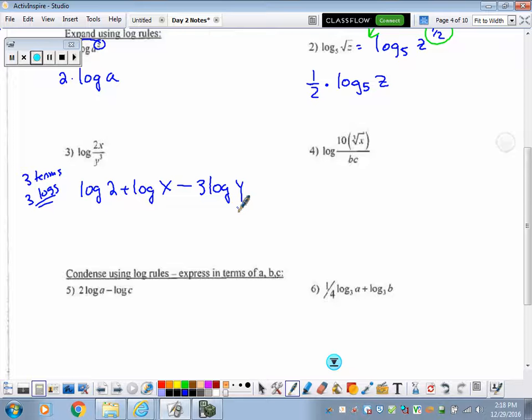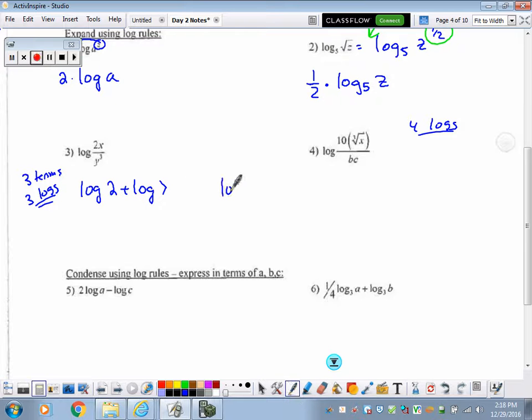Number 4, a little bit more complicated. Notice we have 4 factors now, the 10, the x, and the b, and the c. So I'm going to have 4 logs in my expanded answer. And it's going to be pretty long. So I'm going to start over here on the left-hand side, kind of running into my previous problem. I'm going to erase this. I don't want it to get in the way.